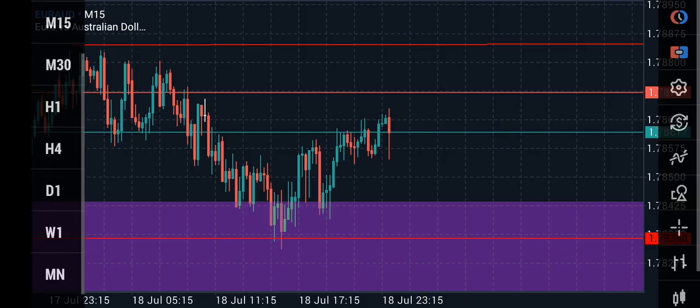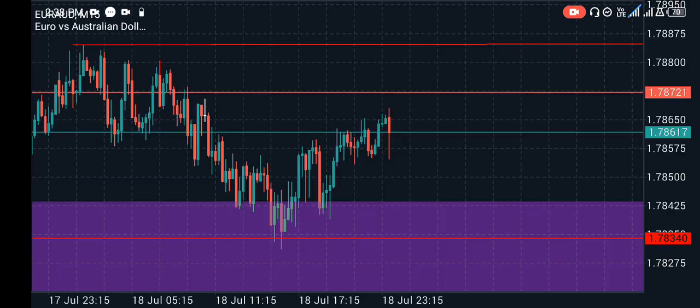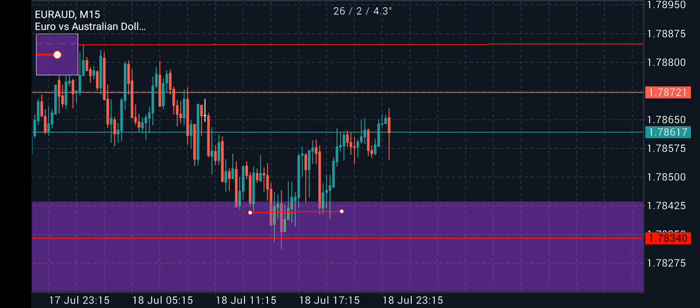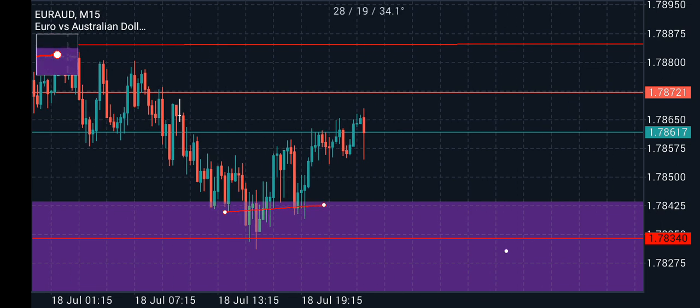We can see that we had a stop hunt. Let me mark it here. This is the stop hunt I'm talking about. The lines, my trend lines are not quite really good, but yeah, I'm marking.